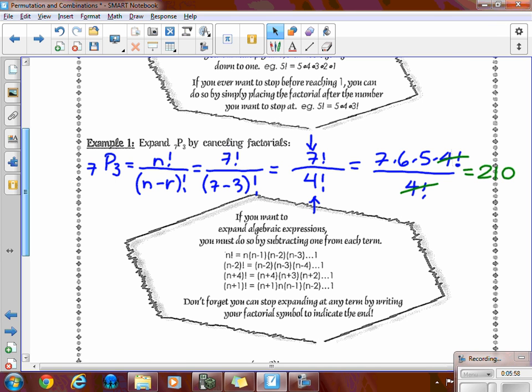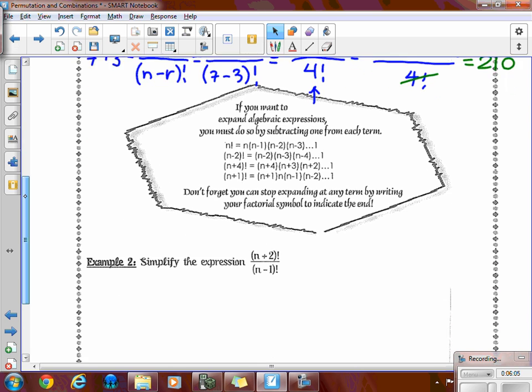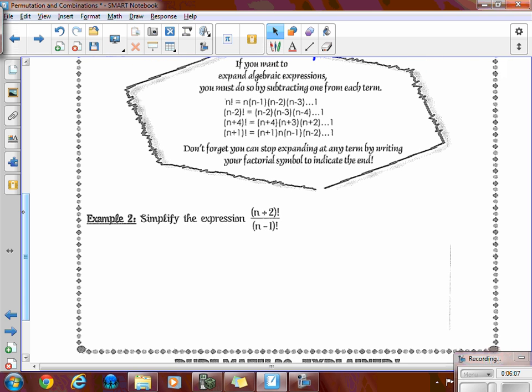We can stop when 1 factorial in the numerator is the same as the denominator, and we can cancel it out. Now, in Pre-Calculus 30, we have to be able to do this in general terms as well. General terms meaning there's no specific number like a 7 factorial or a 4 factorial, but now we're actually working with this expression here. It says simplify this expression: n plus 2 factorial divided by n minus 1 factorial.